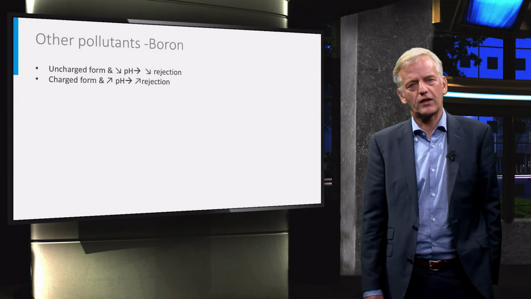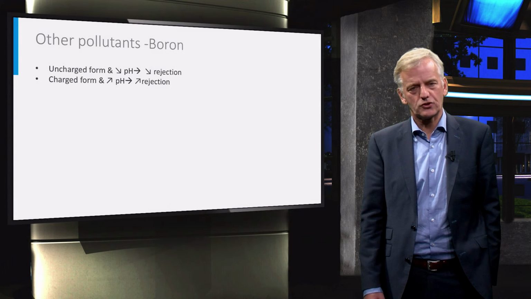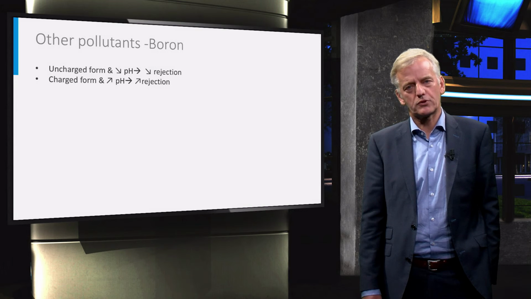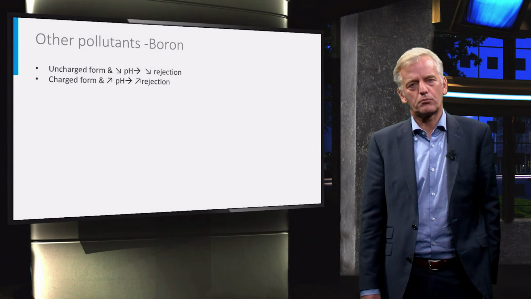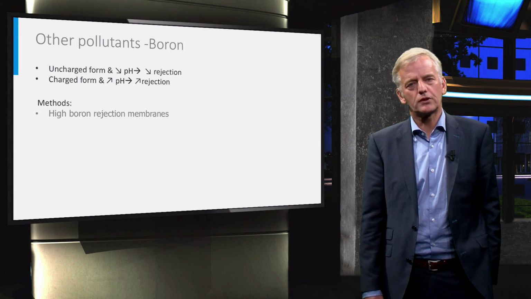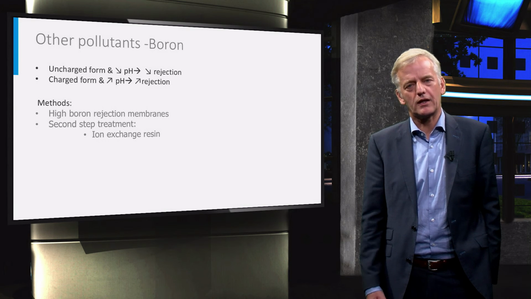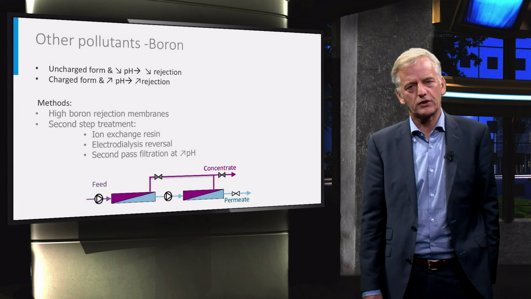Some species have a very low rejection, either based on size or charge. An example is boron, which can cause important issues for human health as well as for the crop's development. In seawater, boron is present as a boric acid. The issue arises from the fact that the uncharged form, which occurs at low pH, has an insufficient rejection. A solution can be specific high boron rejection membrane, or the addition of a second treatment step like ion exchange resin, electrodialysis reversal, or a second pass membrane filtration with an increased pH.